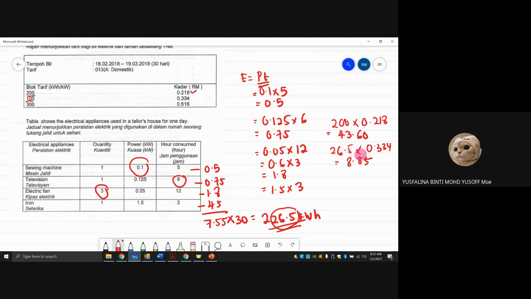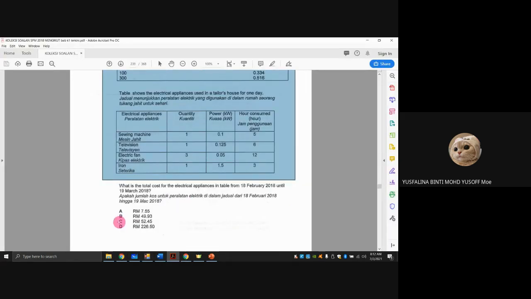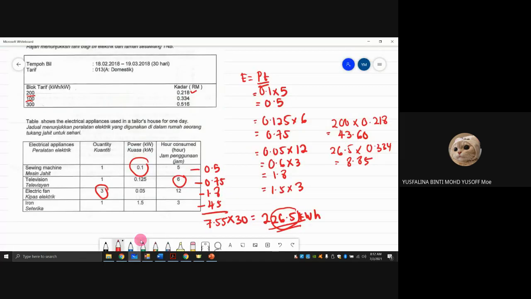After that you add 43.6 plus 8.85. You will get 52.45. So let's check the answer. Yes, the answer is C, 52 ringgit 45 cents. That is the electricity bill for the tailor for that month. 43.60 plus 8.85, you got 52.45. This is the amount that it has to pay.